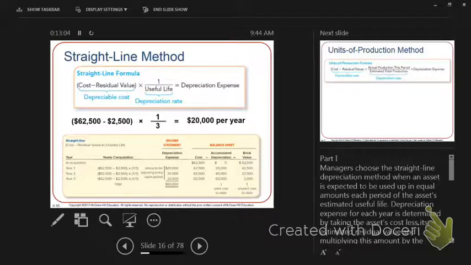I always want to explain the book because when you go home, if you're looking at your book and I don't even talk about it, you're going to be confused. This is your book. This is me. Do whichever way you want. Okay, then we got double declining.